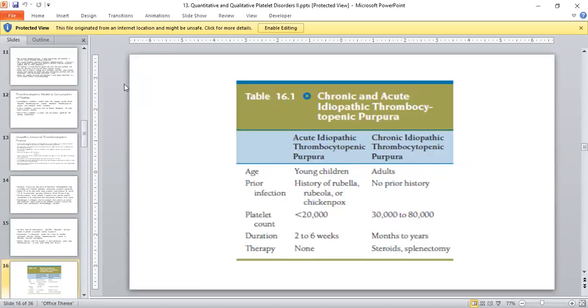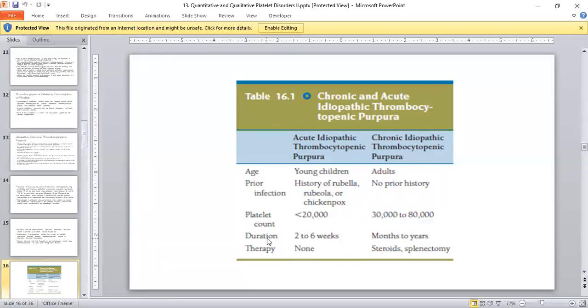So this is just how to differentiate acute ITP and chronic ITP. Acute is in young children, but chronic is in adults. Acute usually follows a previous viral infection. There's a history of an infection, but for chronic, there's usually no history of infection. In terms of the platelet count, we said for acute, the platelet count is usually very low, less than 20, but for the chronic kind, it's between 30 to 80 or to 60, or just around there.